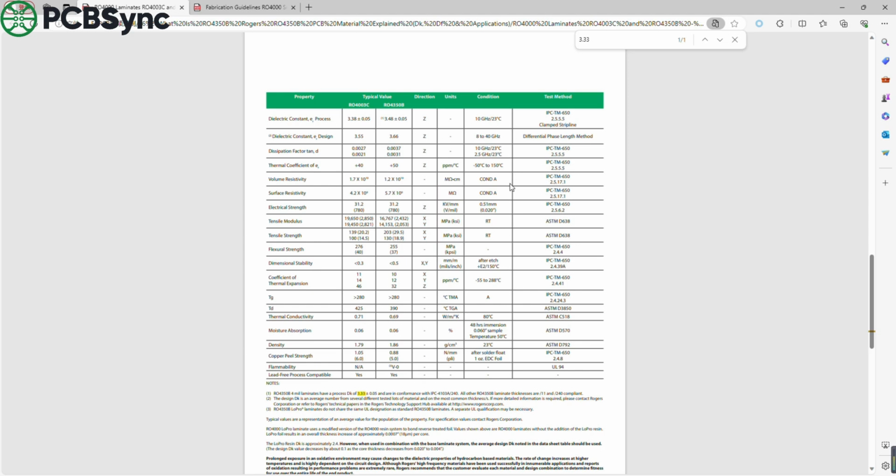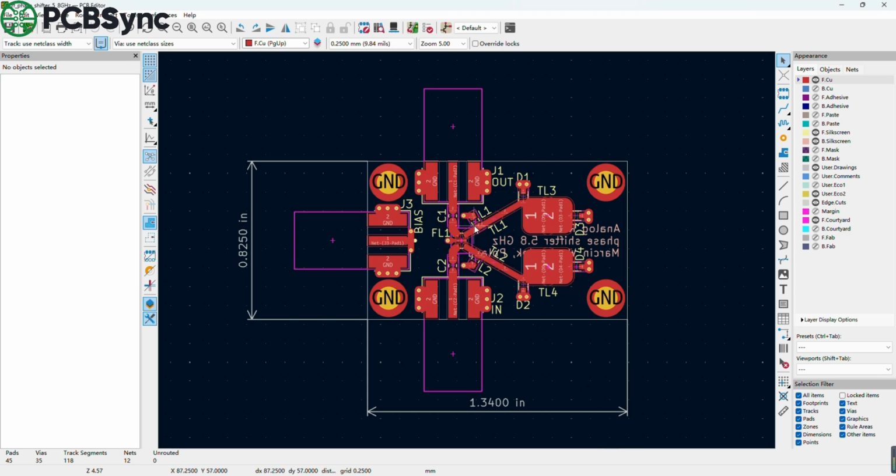In terms of loss, under conditions at 10 GHz and 23 degrees Celsius, the typical DF value for RO4350B is 0.0037, while for RO4003C, it's 0.0027. So, based on the official typical values, RO4003C has lower dielectric loss. RO4350B can't simply be considered a high-performance upgrade of RO4003C. Let's take a look at a PCB example.